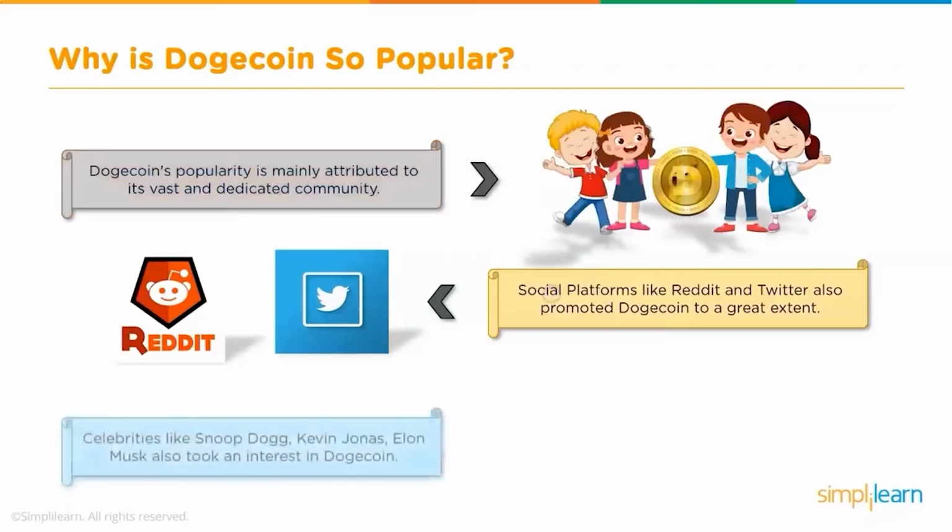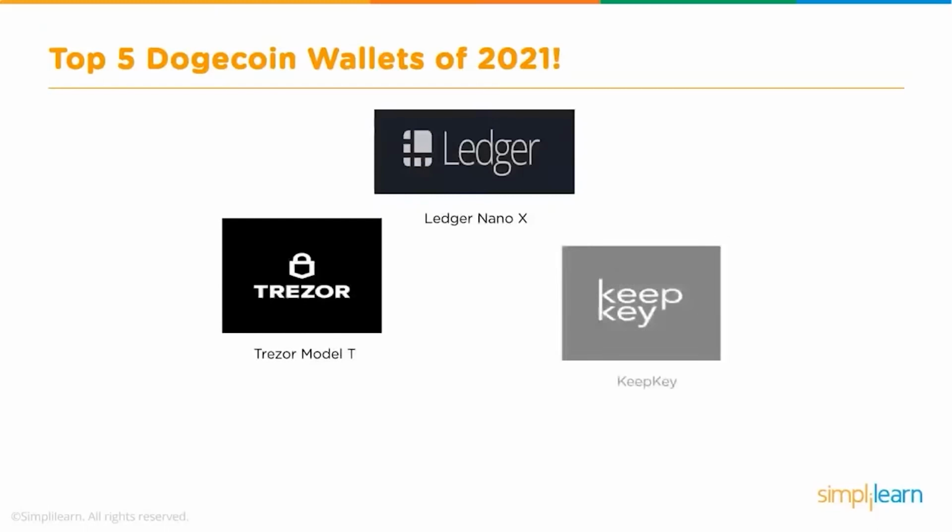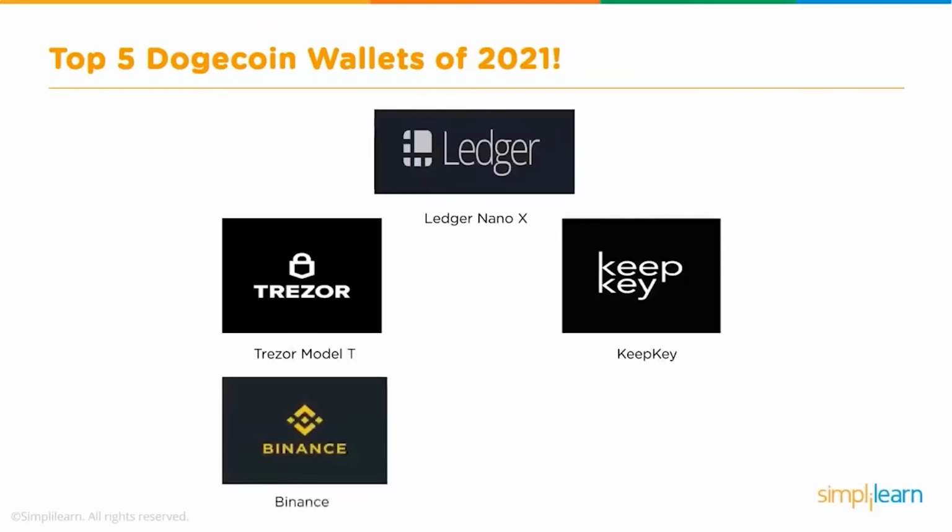So this was all about Dogecoin wallet. Now let's have a look at the top 5 Dogecoin wallets of 2021. These are the top 5 Dogecoin wallets of 2021: Ledger Nano X, Trezor Model T, Kipkey, Binance, and Kraken.